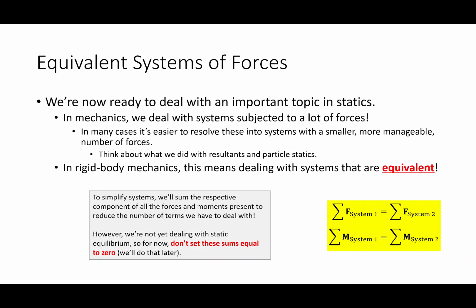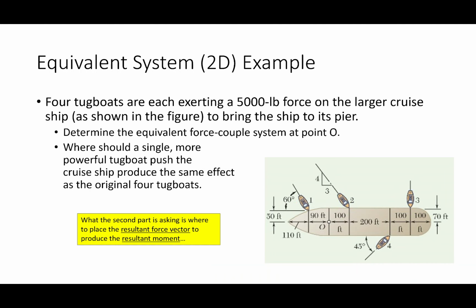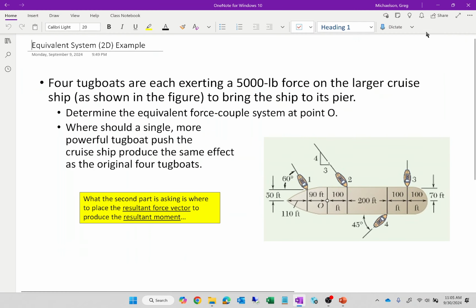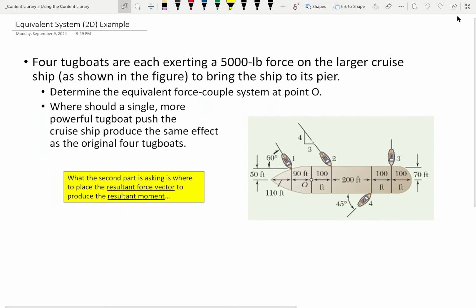Now, in order to illustrate how this works, I think the easiest thing to do is to just deal with the problem, okay? So this is going to be our focus for today, okay? Let me bring up the notebook. This is our focus for today, okay? This is all we're going to talk about, okay?